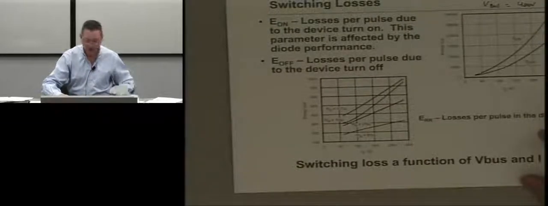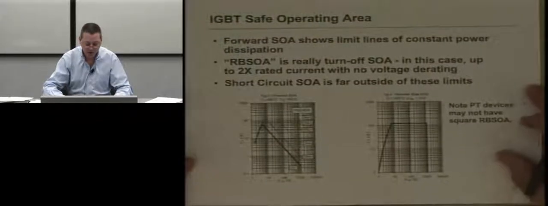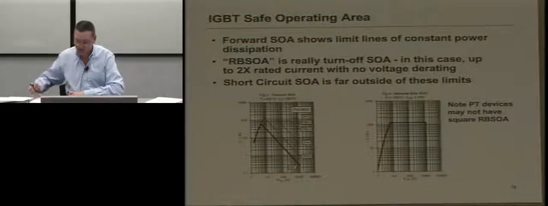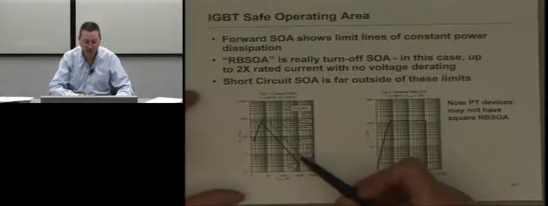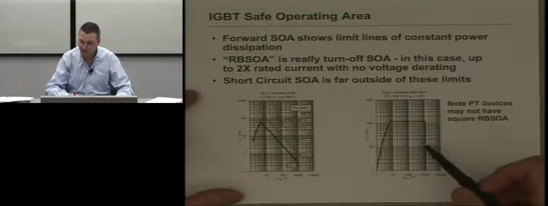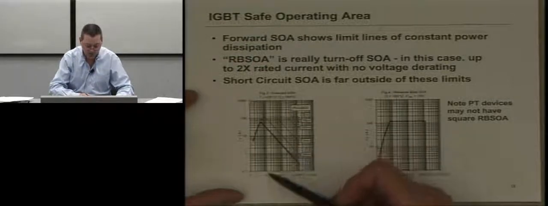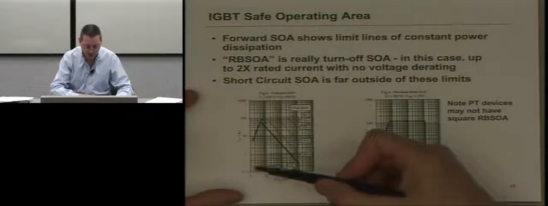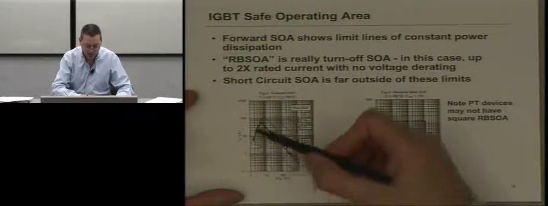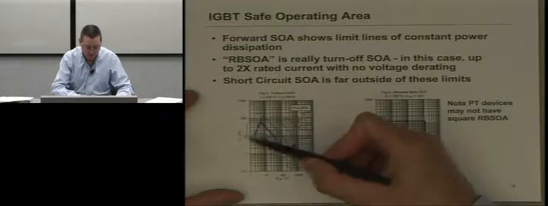So let's talk about safe operating area. There are two curves that are shown on a typical IGBT data sheet. One is called forward biased SOA, and the other is reverse SOA, which is also the switching safe operating area. So if you've never seen safe operating area before, we have the collector emitter voltage on the horizontal axis and collector current on the vertical axis. So in this region here, you just can't get there.